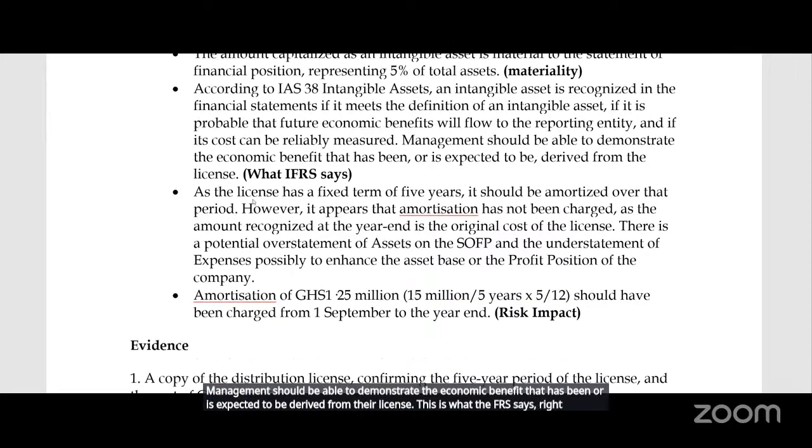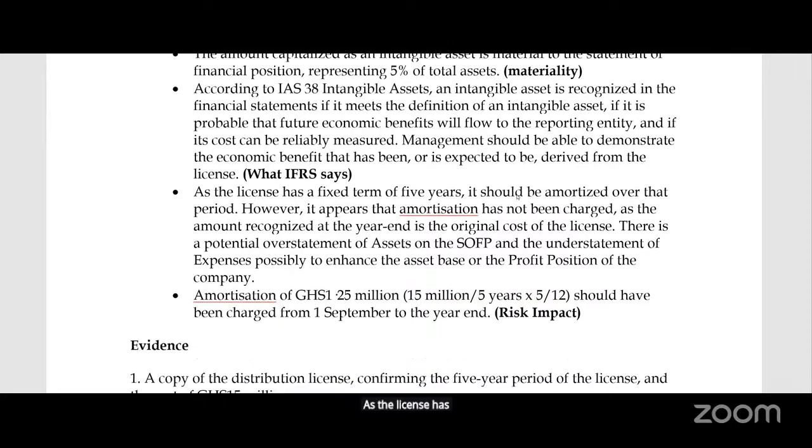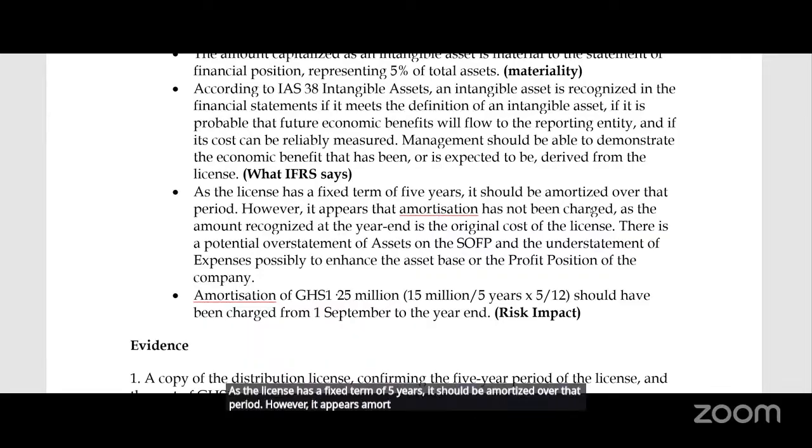Then I go forward. As the license has a fixed term of 5 years, it should be amortized over that period. However, it appears amortization has not been charged, as the amount recognized at year end is the original cost of the license. There is a potential overstatement of assets on the financial position and understatement of expenses, possibly to enhance the asset base or profit position of the company. Amortization of this, right? You can calculate it yourself.